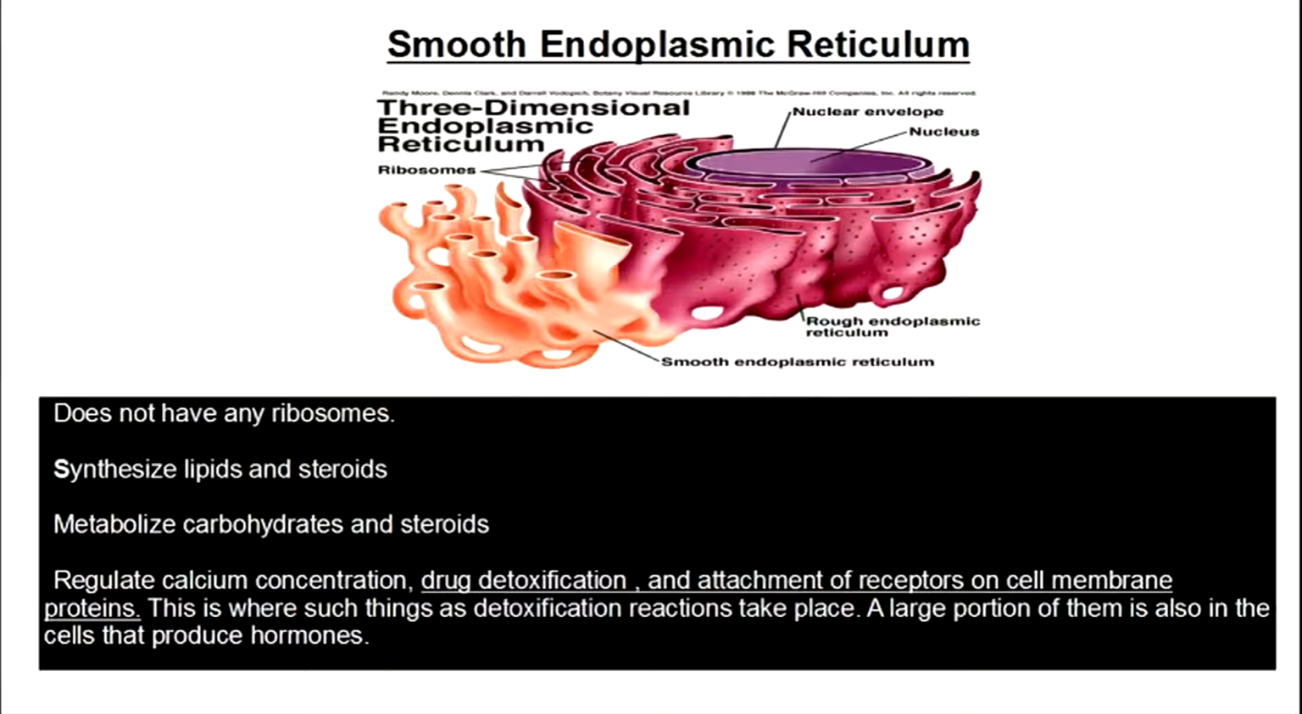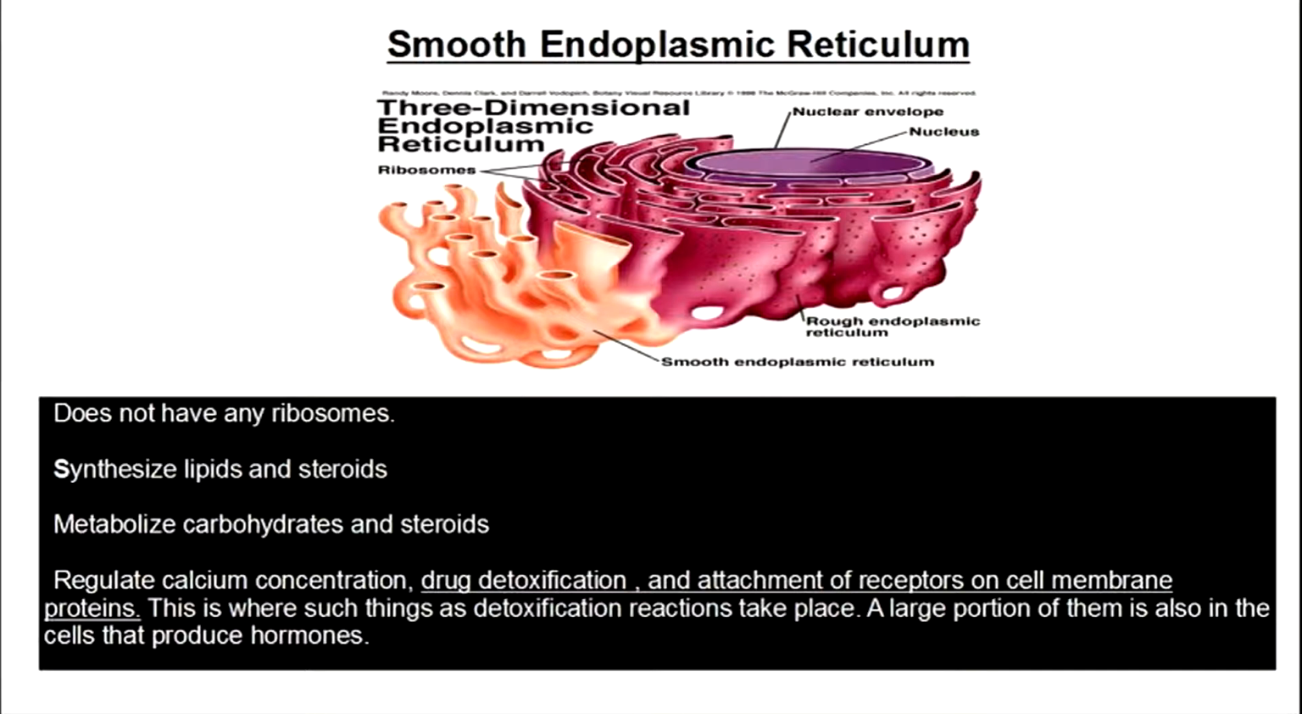And it also metabolizes carbohydrates and steroids. Metabolizing means it takes it through a chemical process to make it from one chemical to another chemical, or through another chemical process to actually do some work, whatever that could be. But it is also a major piece in drug detoxification. It's the smooth endoplasmic reticulum.